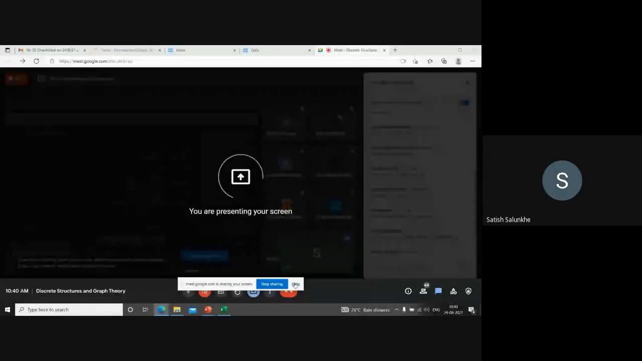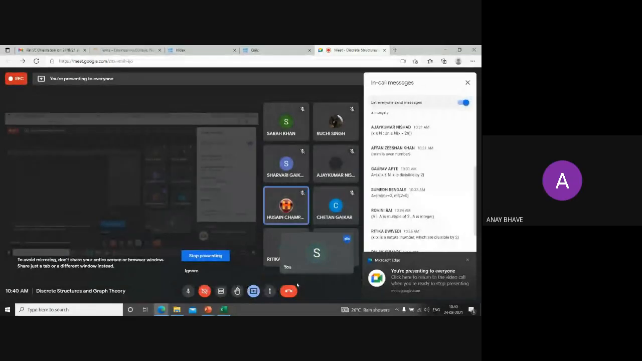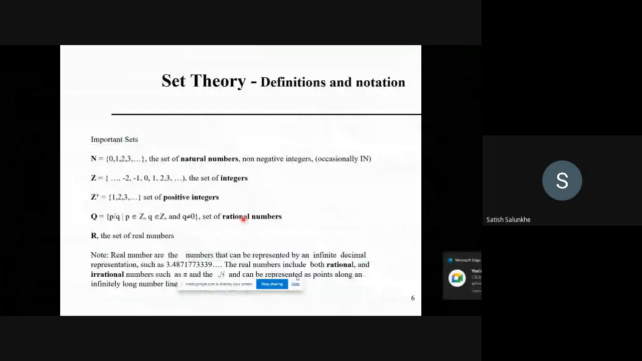This is not my slide, this is a slide of a particular book. Sir, your screen is not showing. Okay, wait. Is it visible now? Yes, sir. Yeah. I am talking here.